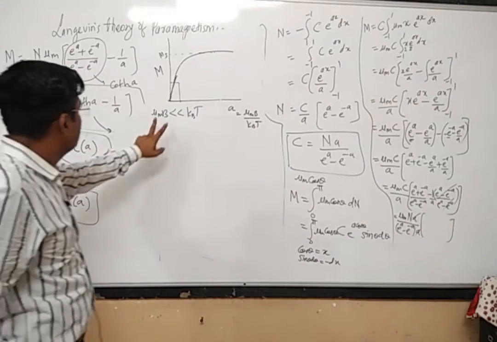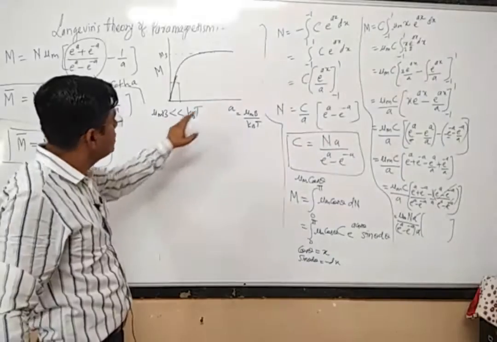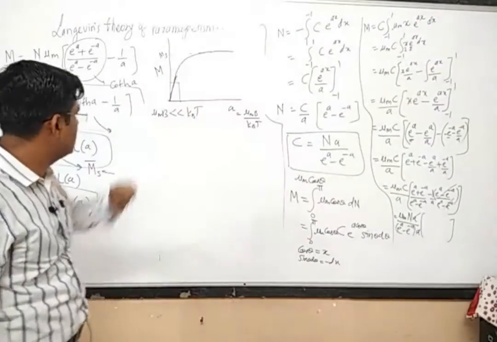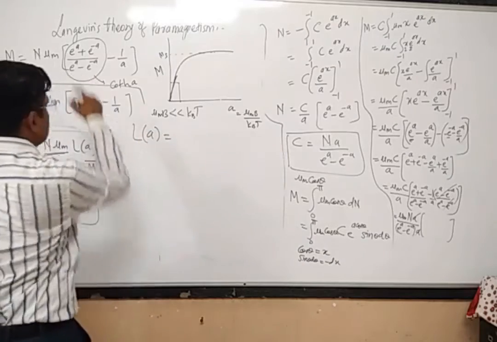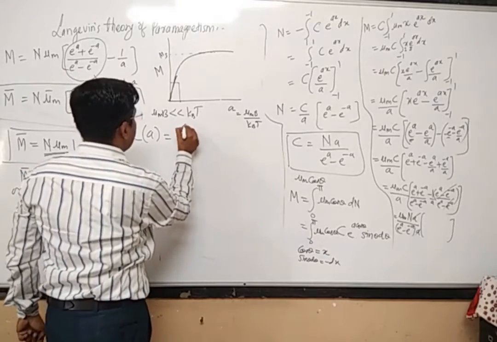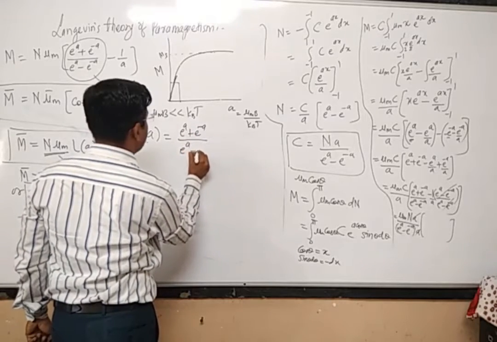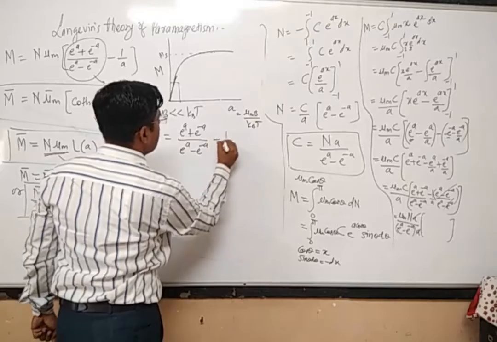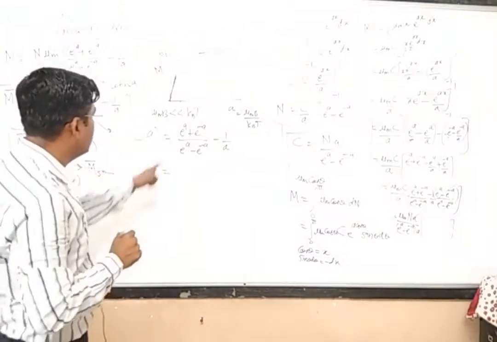Okay, now let us calculate the Langevin function. Let us again calculate the Langevin function for the small value of A. Now what is the Langevin function? The Langevin function is L of A, equal to (e raised to power A plus e raised to power minus A) divided by (e raised to power A minus e raised to power minus A), minus 1 by A. Now, how can e raised to power A be written?